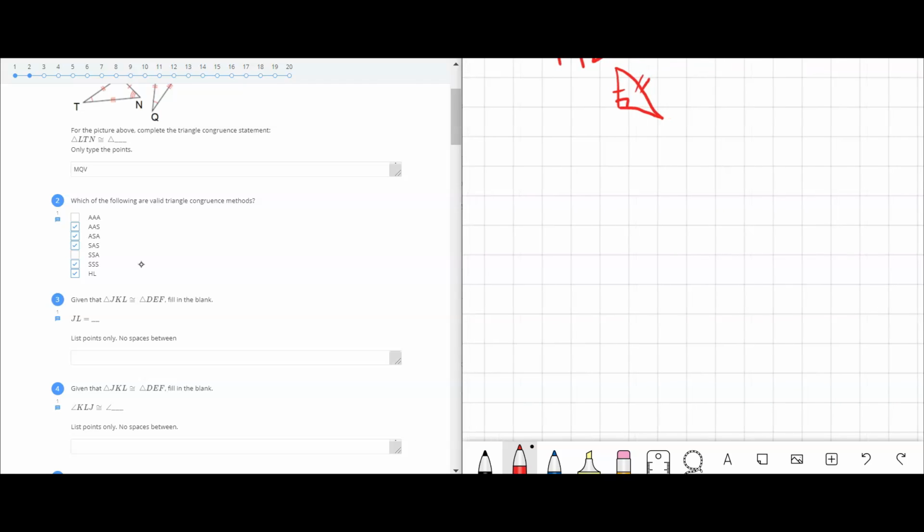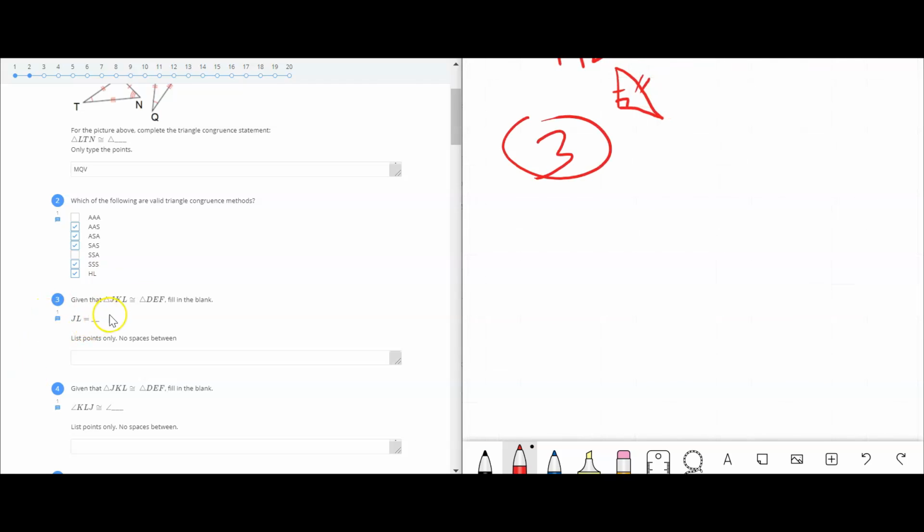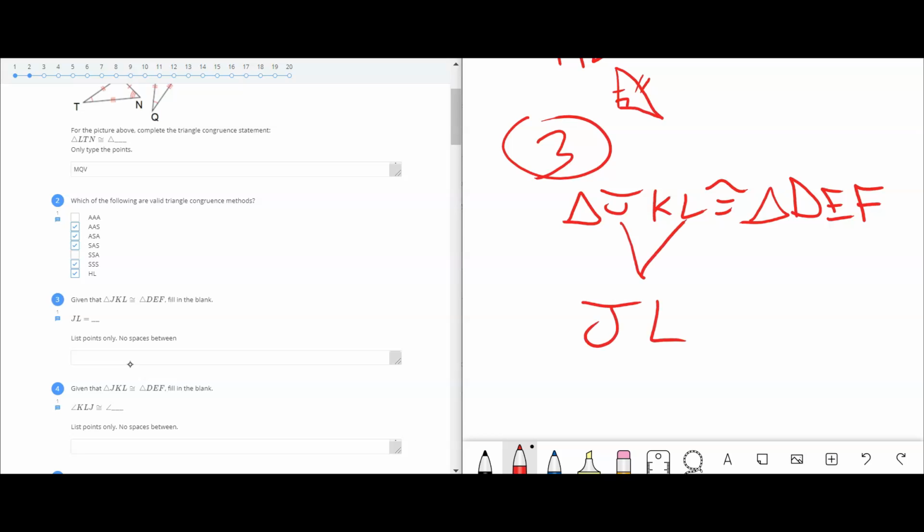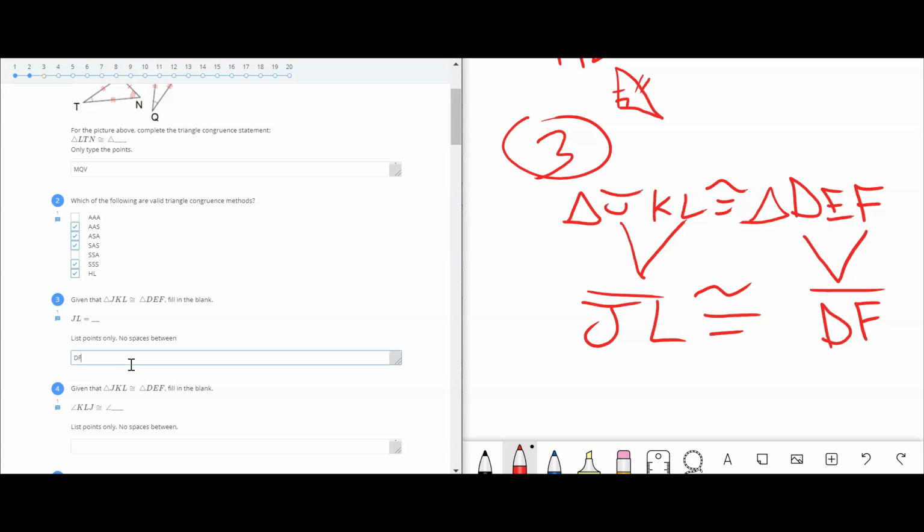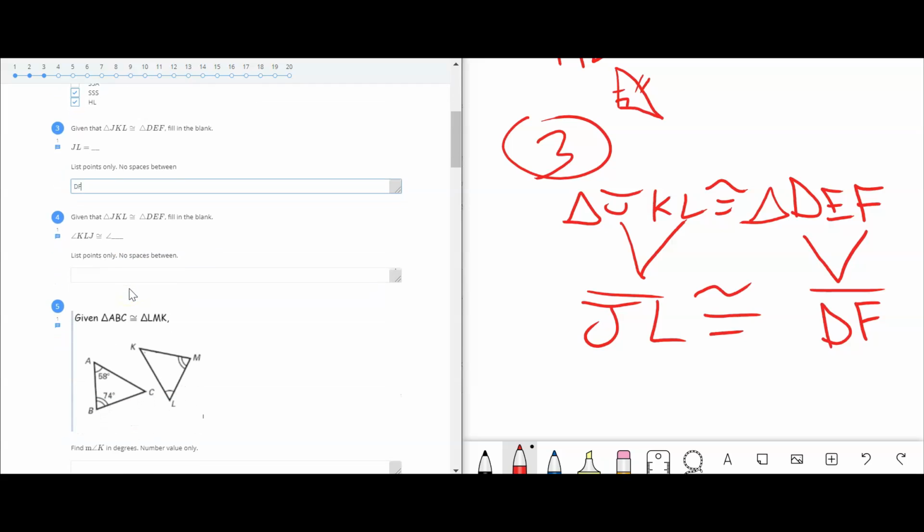So let's look at number 3. Given that triangle JKL is congruent to triangle DEF, fill in the blank. JL is a segment, and remember, order matters. So that's the first letter and the last letter. So if triangle JKL is congruent to triangle DEF, and we're asking about JL, the first and the last, then the first and the last is segment DF. So segment JL and segment DF are congruent. Remember, order matters.